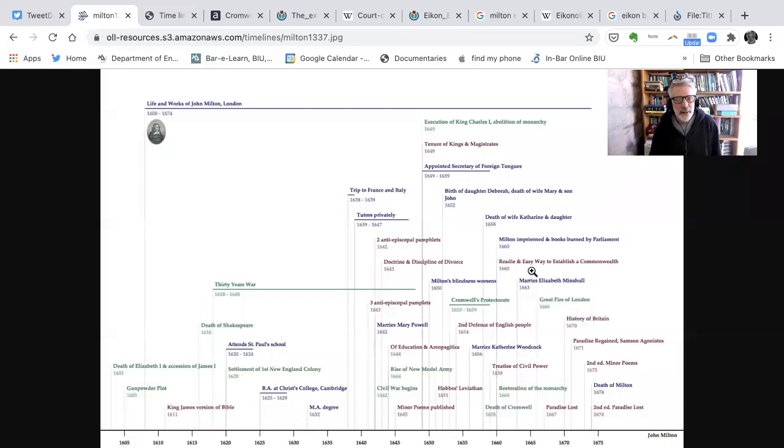In 1660, Milton writes another tract, The Ready and Easy Way to Establish a Commonwealth. There's no ready way, there's no easy way. This is a quotation from the Bible in some place. This is really a tract of political despair at this point.